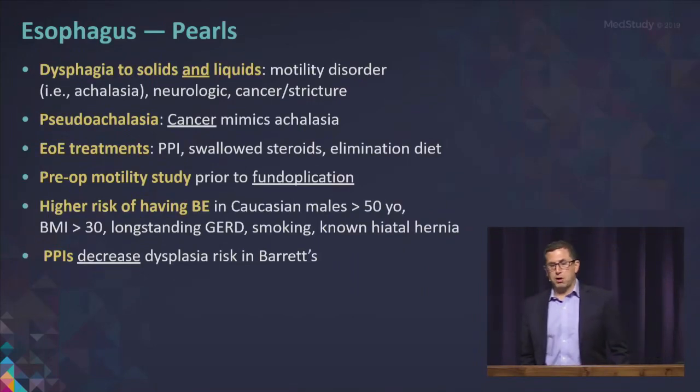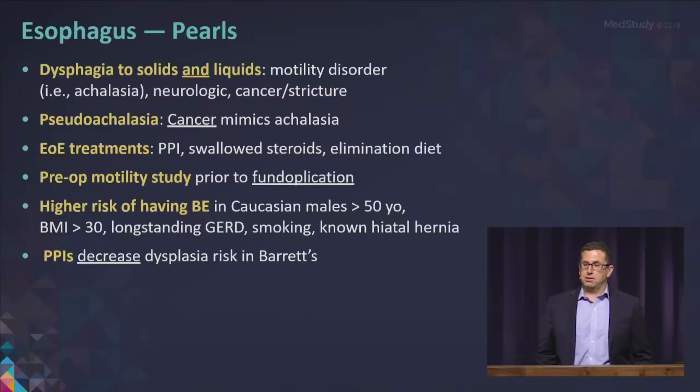So here's the first Pearl slide. I'm hoping, again, that you guys could read this right before the test. So dysphagia to solids and liquids, motility disorder, right, like achalasia, neurologic, or a cancerous stricture. Those would be typical for dysphagia to solids and liquids. Remember, pseudoachalasia, cancer mimics achalasia.